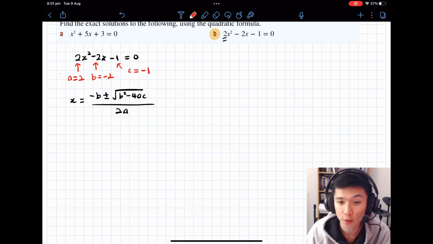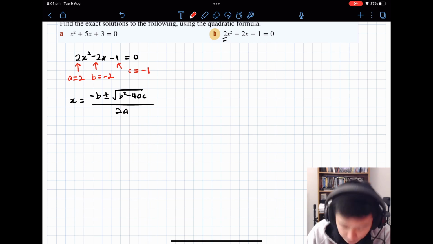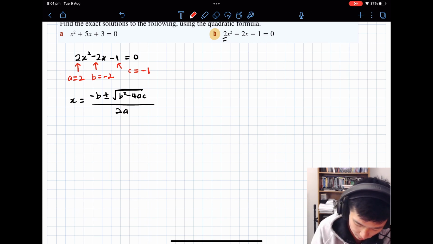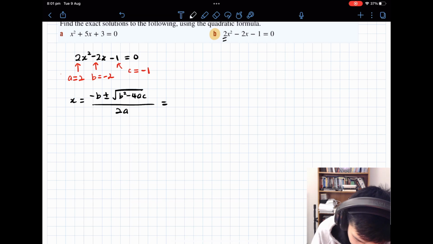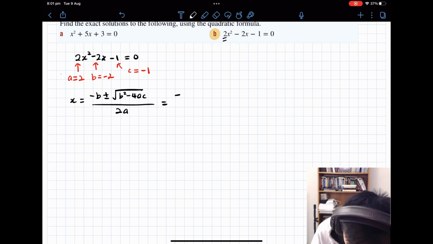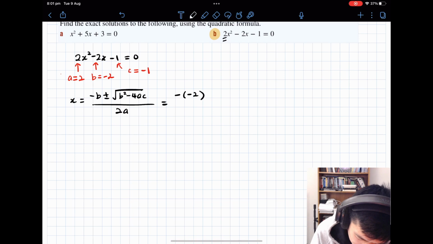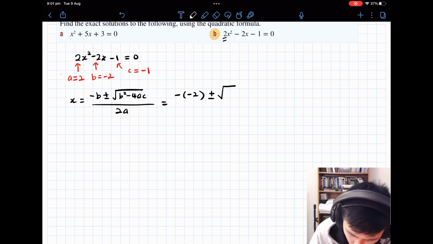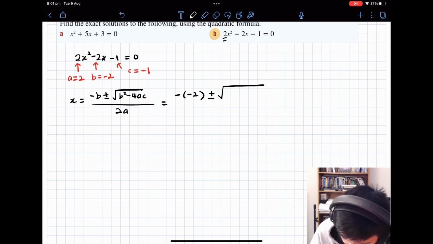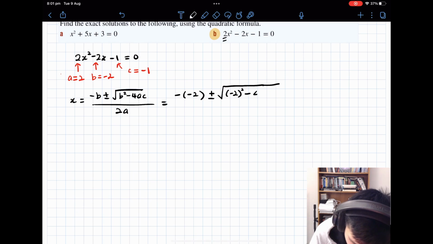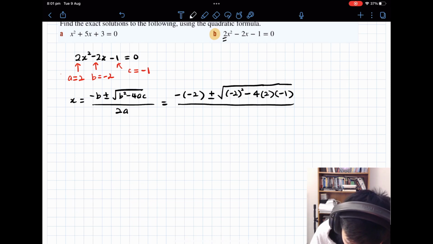We're going to substitute A, B, and C into our quadratic formula. So let's do that. We've got minus of minus 2, so be careful with the minuses, plus minus the square root of b squared. So b is minus 2, so minus 2 squared, minus 4ac, so 4 times a, which is 2, and c, which is minus 1. And this is all divided by 2 times a, which is 2 times 2.